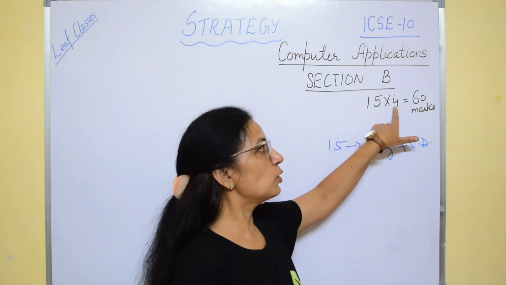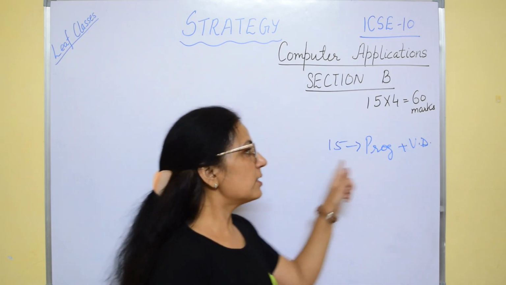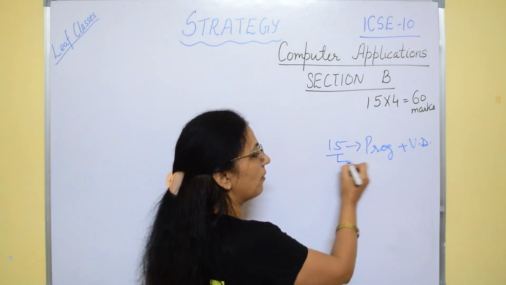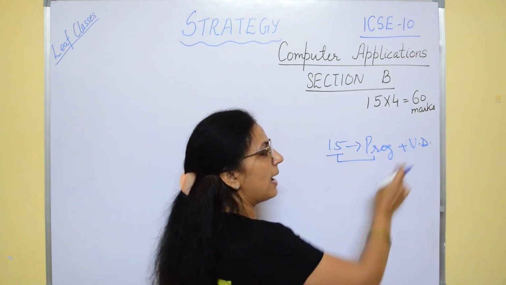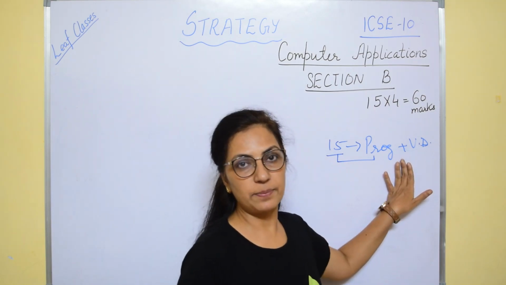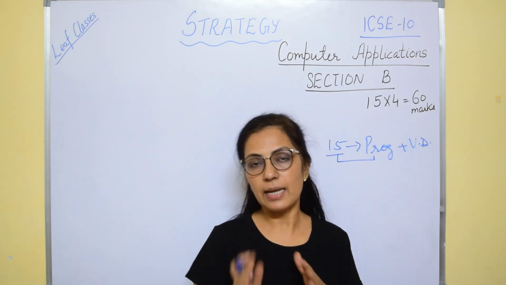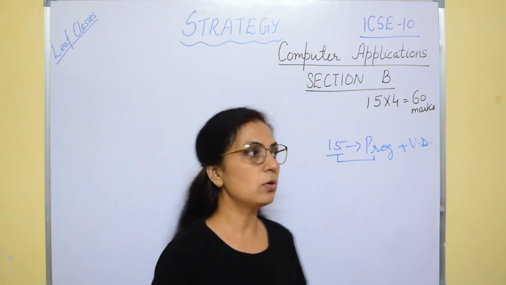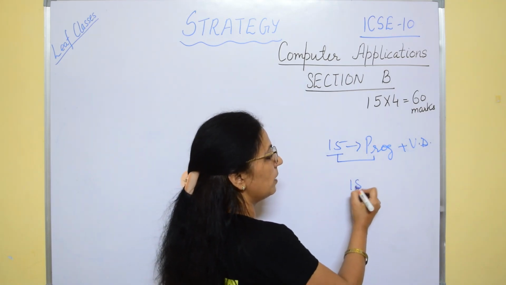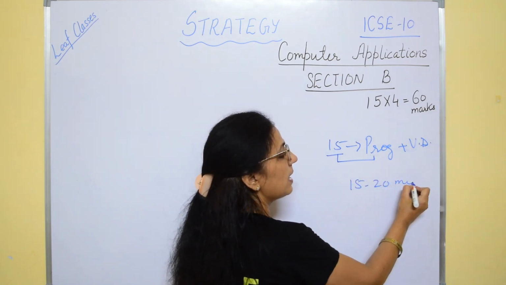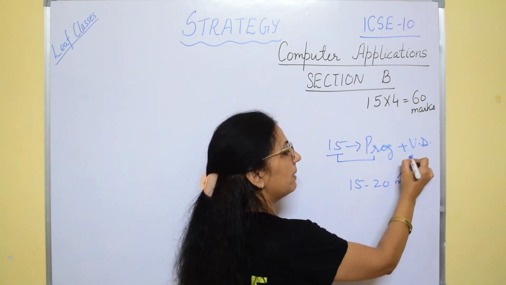So 15 into 4 is 60 marks. In this 15 marks question you have to write the program as well as the variable description. Now if we see the time management, each question you should be able to do between 15 to 20 minutes along with the variable description table.